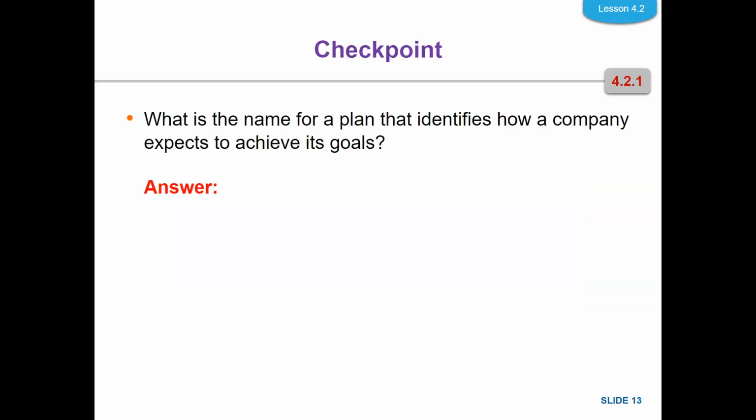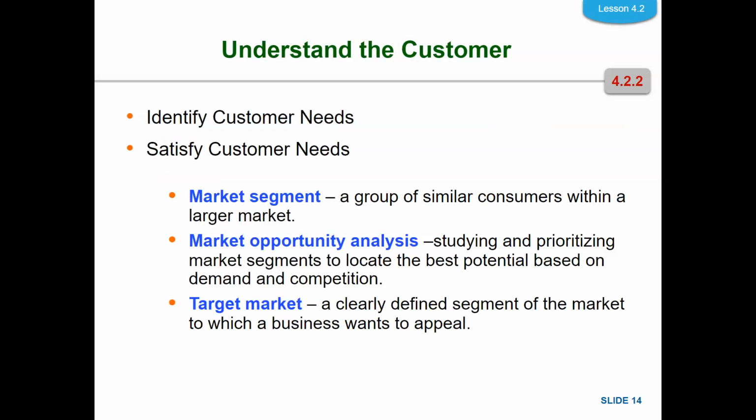So, checkpoint question for section 4.2.1 is this: what is the name for a plan that identifies how a company expects to achieve its goals? And that was just explained. So, moving on. Understanding the customer in section 4.2.2. We need to identify customer needs and satisfying customer needs. Those are the two main things.